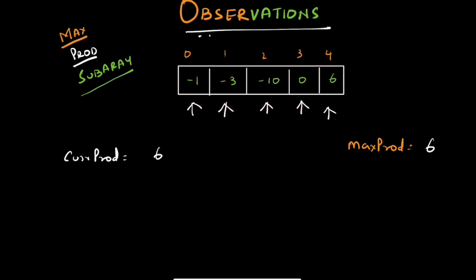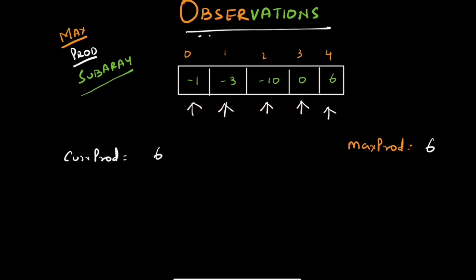But if you look carefully, is 6 the maximum product? No. Because if we consider this subarray, then the product is minus 3 into minus 10, which results in 30. So technically our answer should have been 30, but why did we get 6? It is because we have initially multiplied minus 1 here, right? If we didn't have this minus 1, then for this subarray, the product would have been 30. And we needed to multiply minus 1 here because we were moving forwards, right?